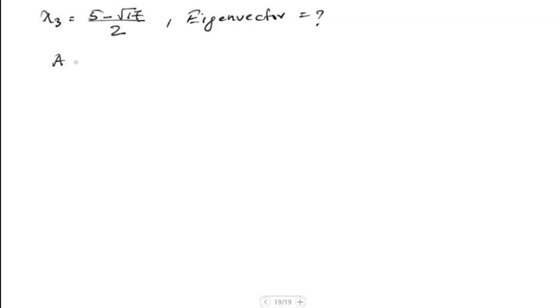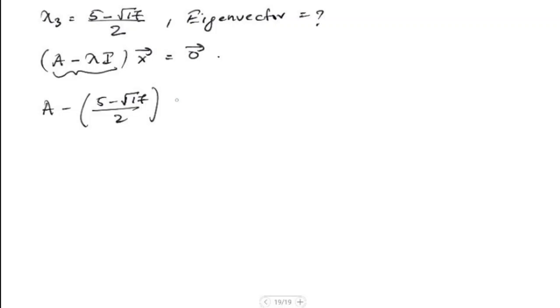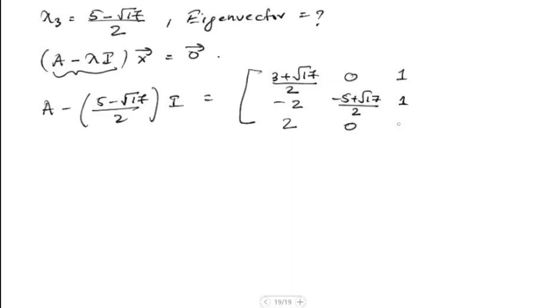So we have to solve the equation (A − λI) times the vector x equal to the zero vector. Here A minus the λ3, which is (5 − √17)/2, times the identity matrix gives us the matrix: (3 + √17)/2, 0, 1; −2, (−5 + √17)/2, 1; and then 2, 0, (−3 + √17)/2.